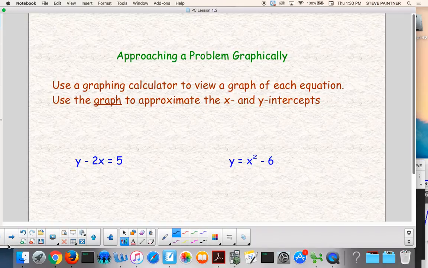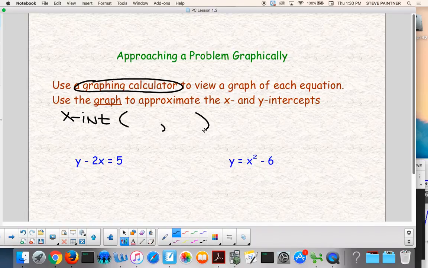All right, approaching a problem graphically. When you look at an equation, you can look at it in different ways. Graphically is kind of nice because if you look at the graph, you can see it and you can answer questions. So go ahead, use your graphing calculator. To view a graph of each equation, use the graph to approximate the x-intercepts and the y-intercepts.